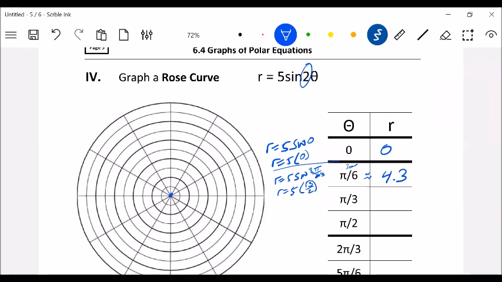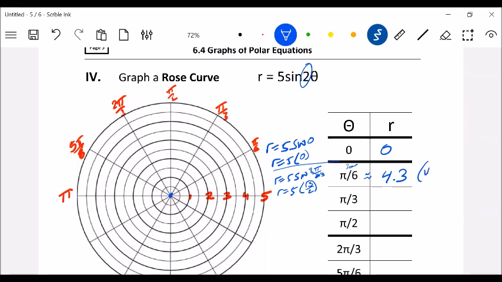Actually, let's graph the first one. We have 0, 0 here, and for this we're going to go out by 5s: 0.5, 1, 1.5, 2, 2.5, 3, 3.5, 4, 4.5, 5. Then here I have pi over 6, pi over 3, pi over 2, 2 pi over 3, 5 pi over 6, and then pi. So we'll start with those.